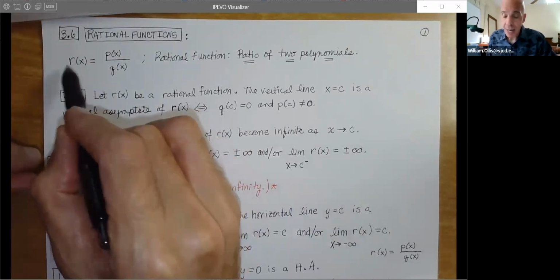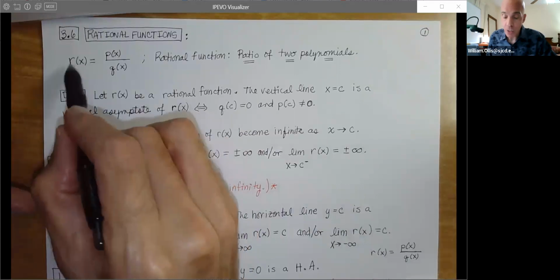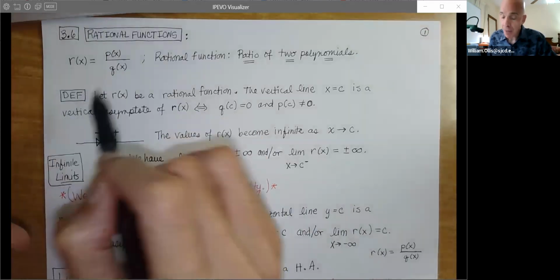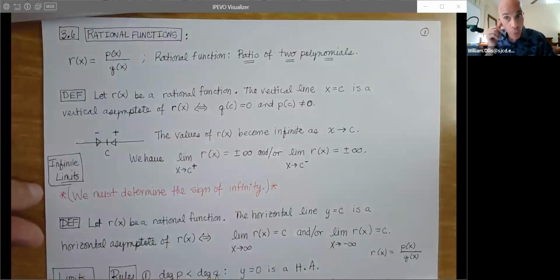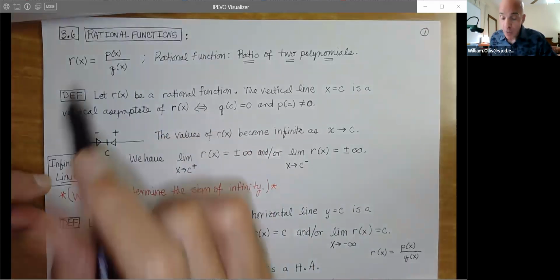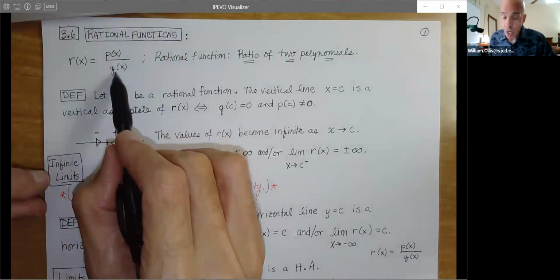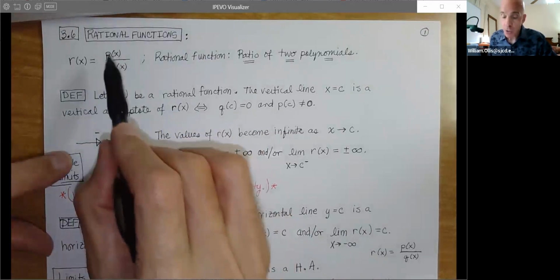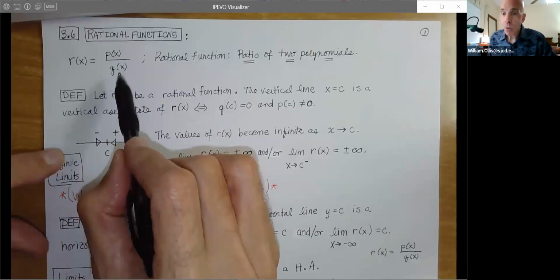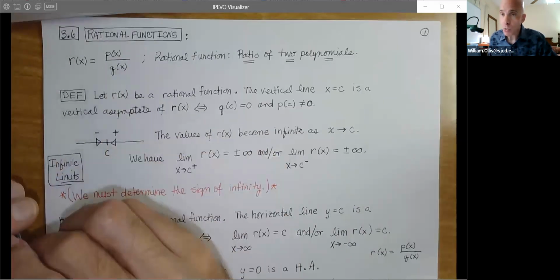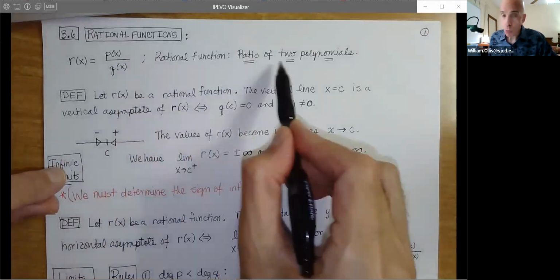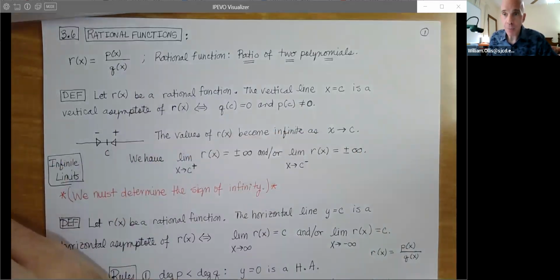So what I did, I checked in your WebAssign and saw that they were just using the lowercase r, so I'll use that here. And so when we think of a rational function, we think of a function that is a ratio of two polynomials. And what I've done here is I've used the P and the Q that we were using in the rational zeros theorem. So rational function, ratio of two polynomials.